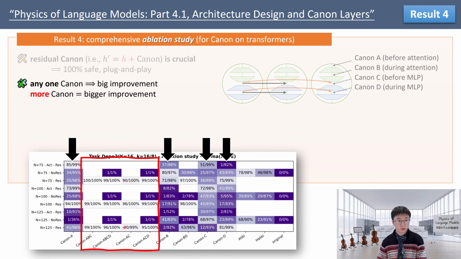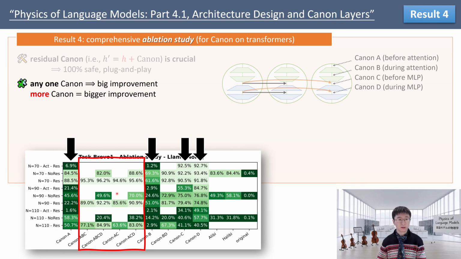But overall, at the end of the day, the more Canon, the better. If you do Canon ABCD, the full score, or you can do ABC, or even AB, or even ACD, or even BD. Those performances are generally better compared to just adding one Canon alone. So this is another task. You see that ABCD and AC or ACD are also better than A, B, C, D alone. So it's the more Canon, the better.